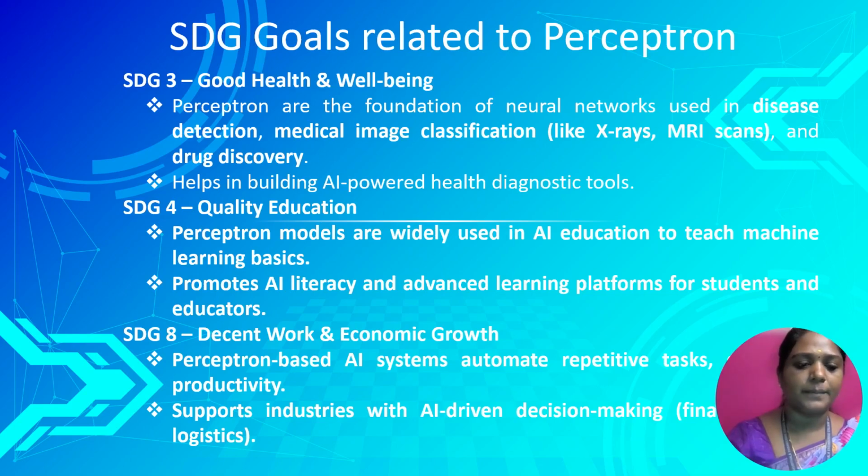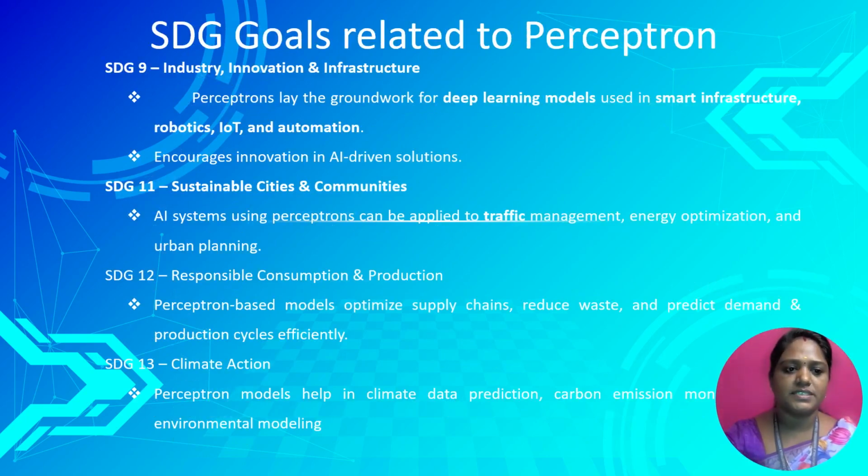Another goal mapped with perceptrons is SDG 8, decent work and economic growth. Perceptron-based AI systems automate repetitive tasks and improve productivity, and also support industries with AI-driven decision making, mainly in finance and logistics. Next is SDG 9, industry, innovation and infrastructure. Perceptrons provide the main groundwork for deep learning models that are used in smart infrastructure, robotics, IoT and automation, and also encourage innovation in AI-driven solutions.